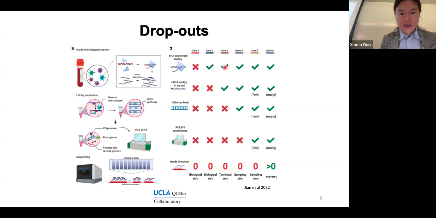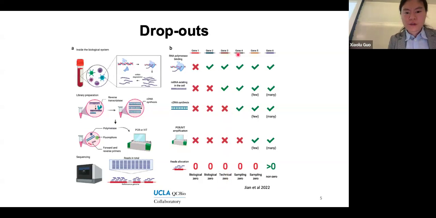And the third case is where the mRNA is initiated, transcribed, and also stable, existing in the cell. However, it cannot be reverse transcribed into cDNA, as we mentioned that some sequencing has different efficiency on binding oligos, etc. Here the cDNA is not captured, so there won't be any sequencing. So that's a technical zero.